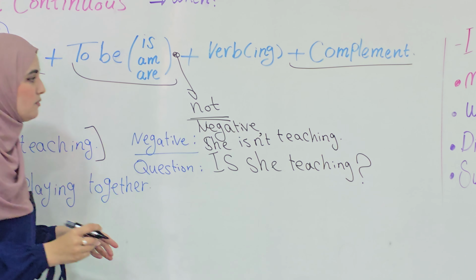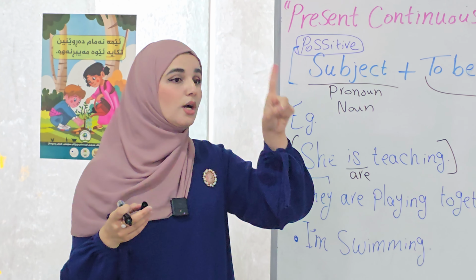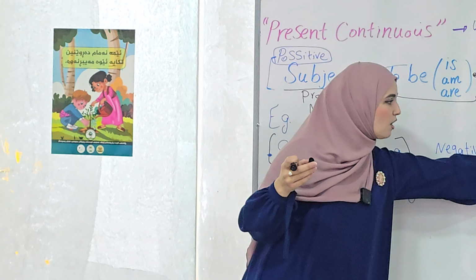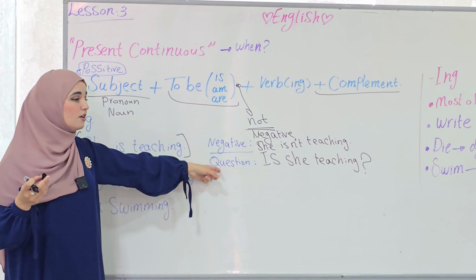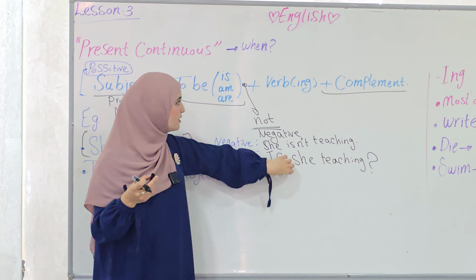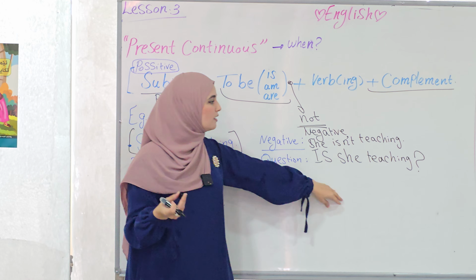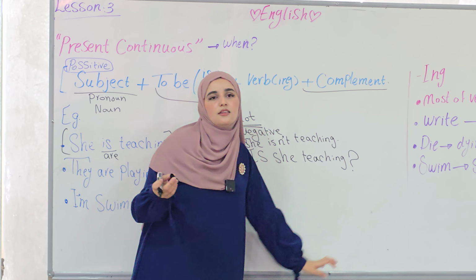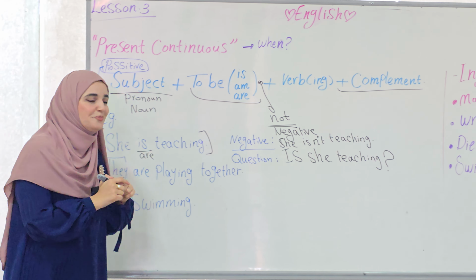Okay. As I said, for the negative one, there is only one step. Only add "not" to the verb to be. Then, for the question sentence, it's just two steps. Bring the verb to be down to the beginning of the sentence. Then add a question mark at the end. Easy, right? I mean, so easy.